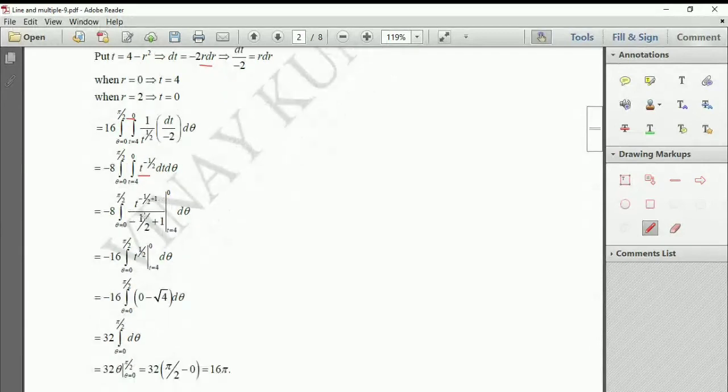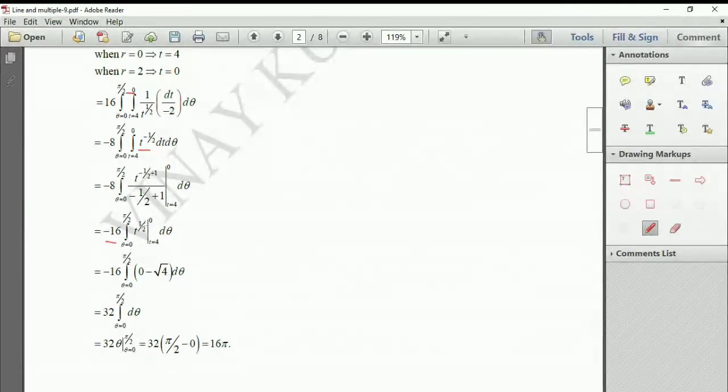Now we can easily integrate this with respect to t. So that is t to the power of minus half plus 1 by minus half plus 1. And the limit is from 4 to 0. Minus half plus 1 is half. So if you send half to the numerator, that becomes 2. So 2 into minus 8 is minus 16. t to the power of half will come. Apply the limit. You'll get 0 to the power of half is 0. 4 to the power of half, that is square root of 4, is 2. So 2 into minus 16 is 32, because minus into minus becomes plus 32.